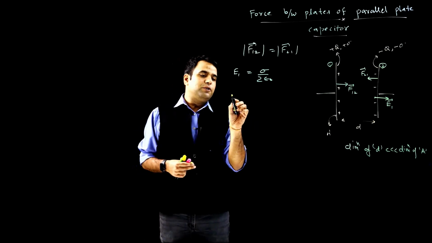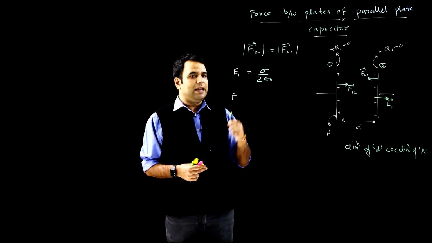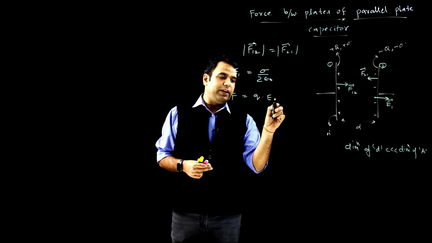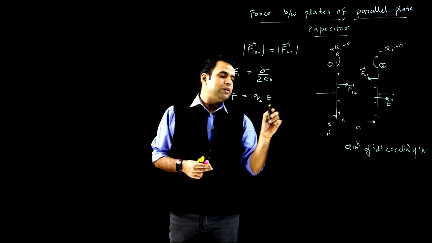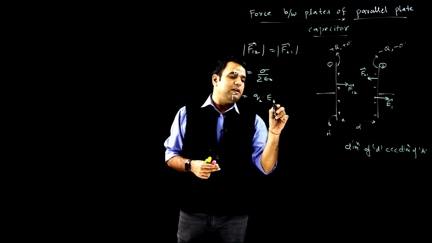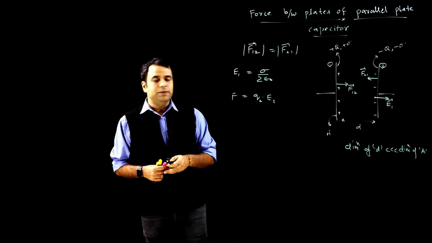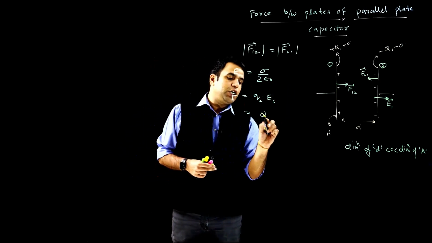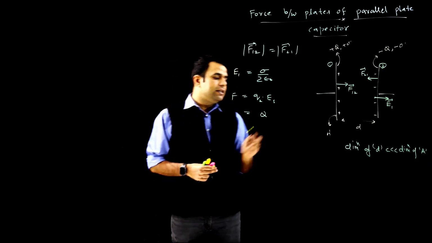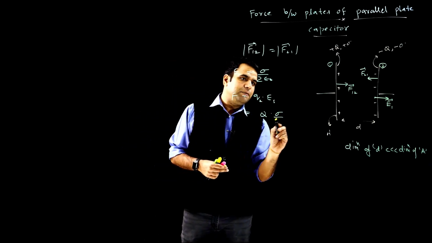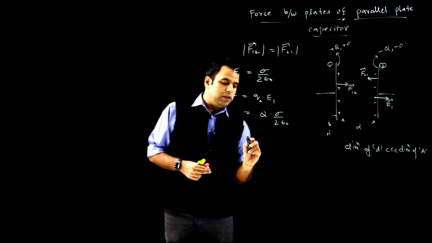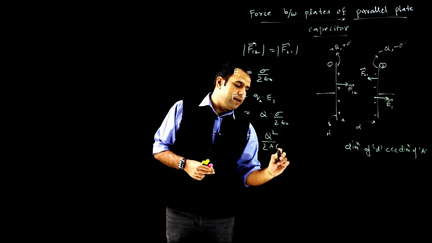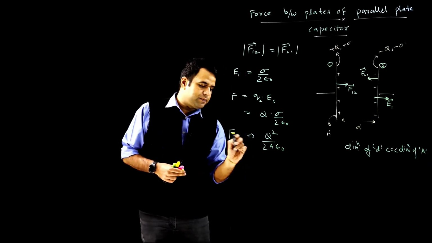Now to calculate the force, we have a relationship between the force and the electric field. The force is equal to charge multiplied by electric field. So I'll multiply the charge on plate 2 with the electric field due to 1. That will be the magnitude. Let's put in the values. The charge on plate 2 is Q, I'm taking the magnitude only, and E1 is sigma upon 2 epsilon naught. This value can be modified as Q square upon 2A epsilon naught. This is the force.